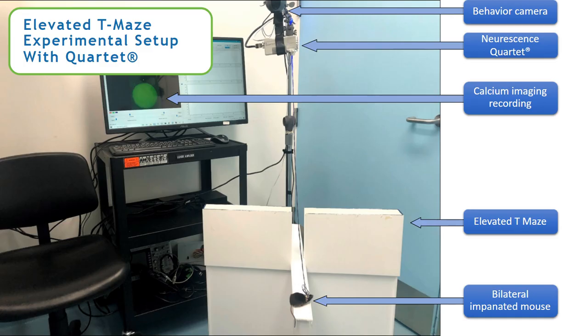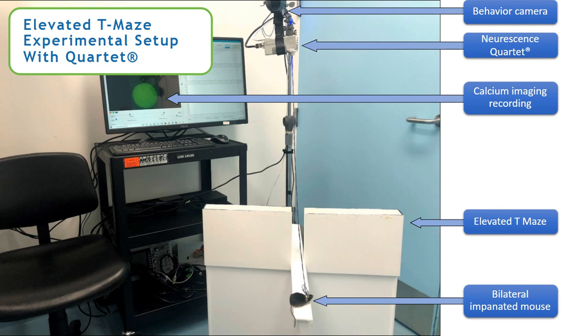Now, an example of how the whole system is used in behavioral testing is shown here. Here we have an elevated maze, and you see the behavior camera on the top, and the Quartet system is pretty much sitting beside the behavior camera. It's hanging there. The whole thing is set on a tripod, which is basically like a microphone stand, and it allows you to easily change the height.